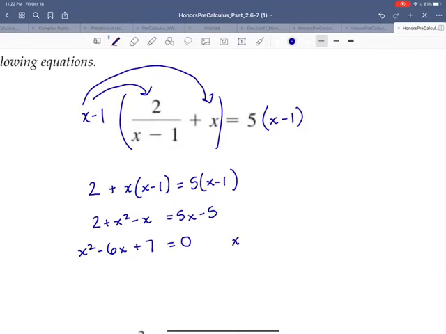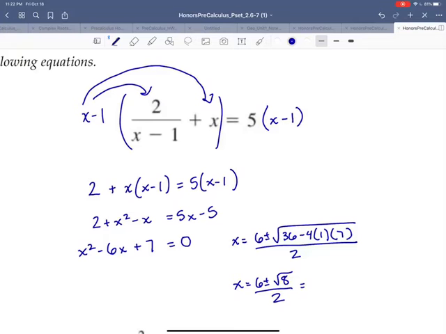So you can say x equals negative b plus or minus the square root of b squared minus 4ac all over 2a. So this gives me x equals 6 plus or minus, and then 36 minus 28 is the square root of 8. So that's 6 plus or minus 2 root 2 over 2. So this is 3 plus or minus root 2.